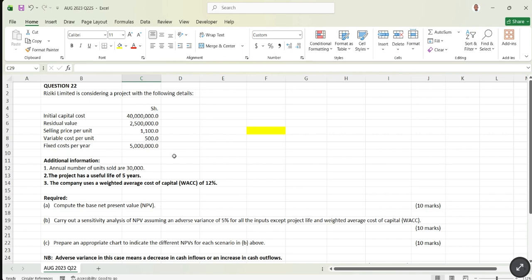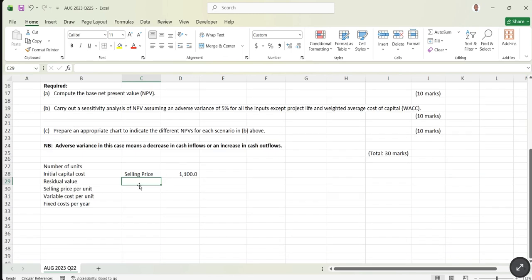Then we have variable cost. How much is the variable cost? 500. We can put a negative like that. Then once we add these two, we get what? If we add these two, is it contribution? Somebody?